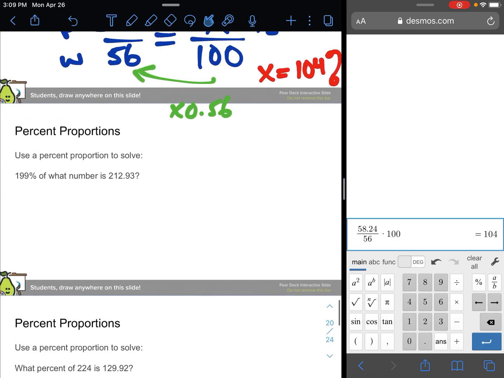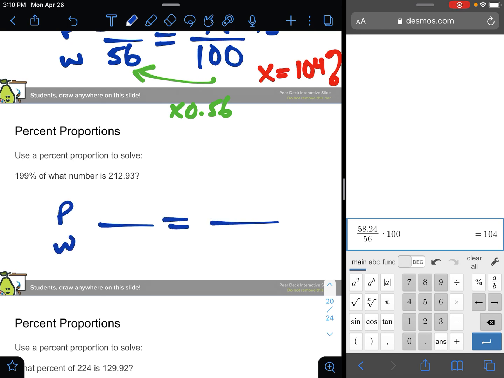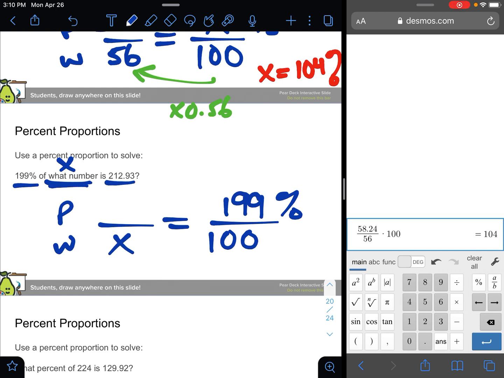Let's try the next one. So percent proportion again, of course, and so we're going to start with blank equals blank. This is going to be part over whole and percent out of 100. It says this is a percent, so we know where that goes, 199. It's got the percent symbol on it. Of what? We don't know the of, so that's the whole thing. That's our unknown. Is 212.93. That's got to be the part.